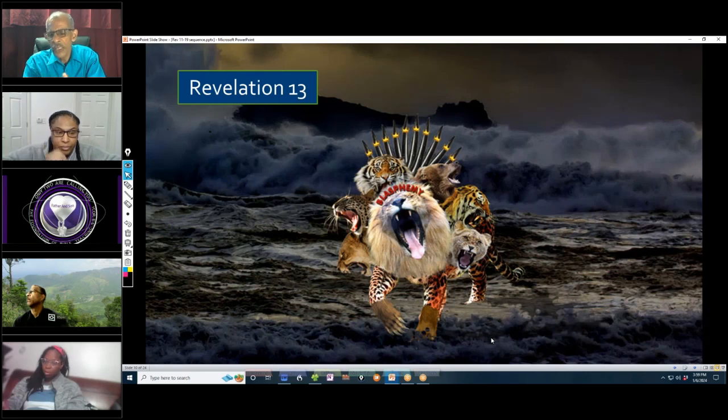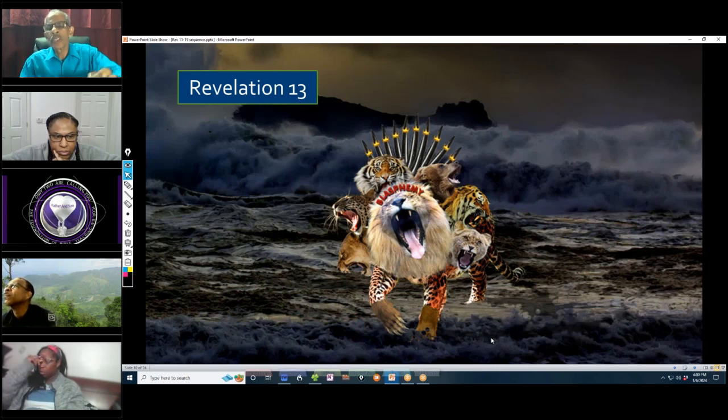So chapter 13 is the 2 beasts. But the second one is called the false prophet. Okay, so he's only called a beast in chapter 13, but later on he's called a false prophet because he is telling everybody to worship this beast and to receive the mark of this beast. So he's a false prophet. He goes before the face of this beast to draw worship to this beast. All right, so he's called a false prophet.